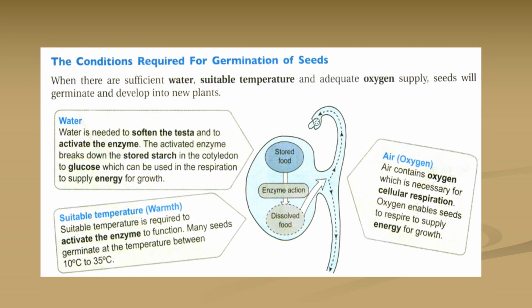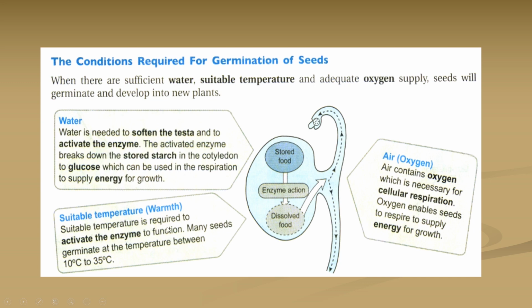Based on the experiment, you should arrive at this conclusion. In order to germinate, seed needs water, suitable temperature, and air or oxygen. So, water is needed to soften the testa and to activate the enzyme. The activated enzyme breaks down the stored starch in the cotyledon to glucose, which can be used in the respiration to supply energy for growth.